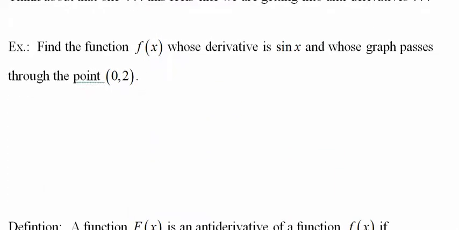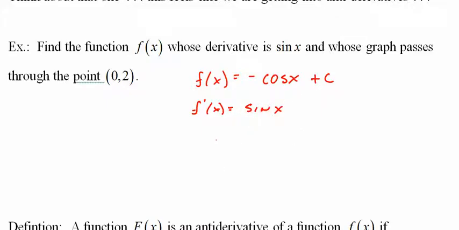So here's one. Find a function whose derivative is sine of x and whose graph passes through the point 0, 2. If the derivative is sine of x, then the function is negative cosine of x plus some constant. I think, gotta check. F prime of x equals the derivative of cosine, which is negative sine, and negative negative is sine. The derivative of c vanishes, looks good.